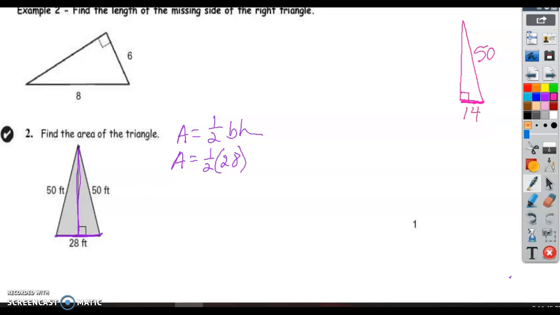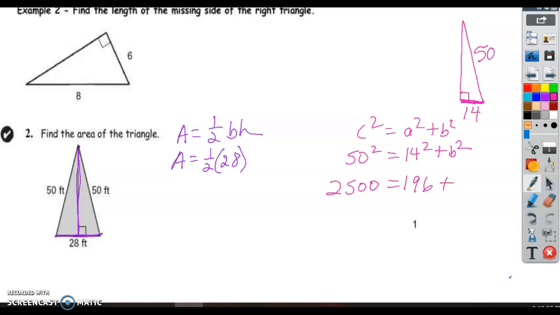Now we can just use the Pythagorean theorem. So come over here, just like we did in example 2. C squared equals A squared plus B squared. 50 squared equals 14 squared plus B squared. And you're doing this before I do it. Okay, 2500 equals 196 plus B squared. Minus 196, minus 196. And if I'm going too fast, just slow me down.